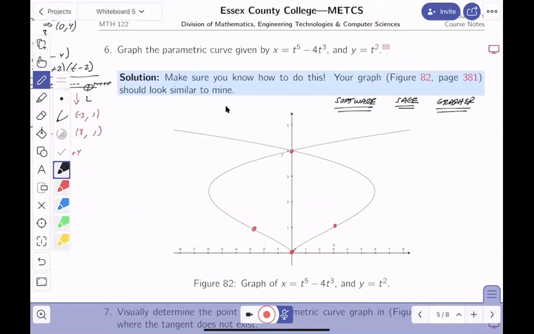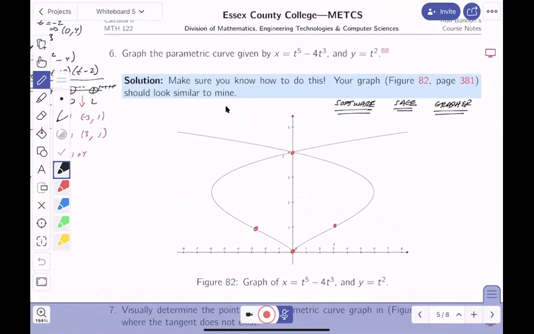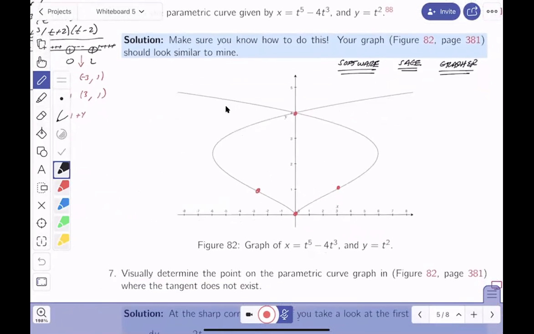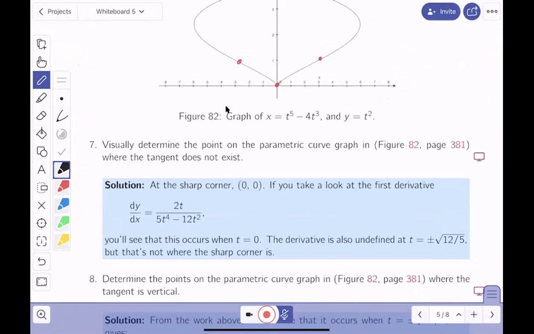So we got the graph. Graph's right over here for us. Make sure you know how to deal with this. Your graph should look similar to mine. Yeah, it should. All right. We got that. And let's take a look. But visually, number 7 says visually determine the points on the parametric curve in figure 82.